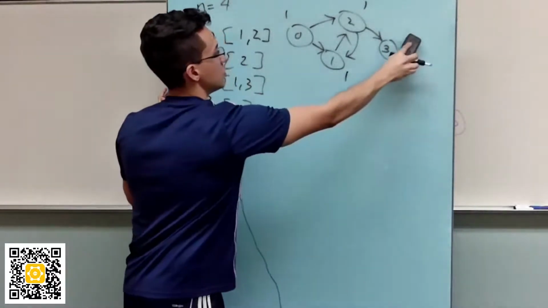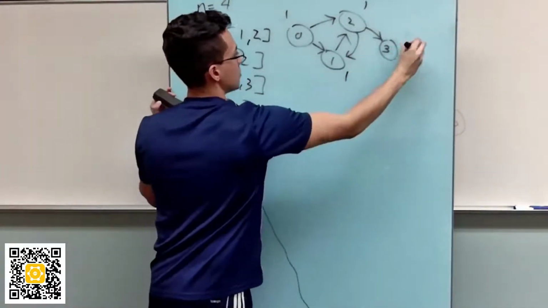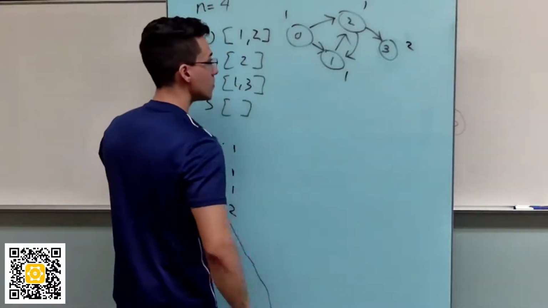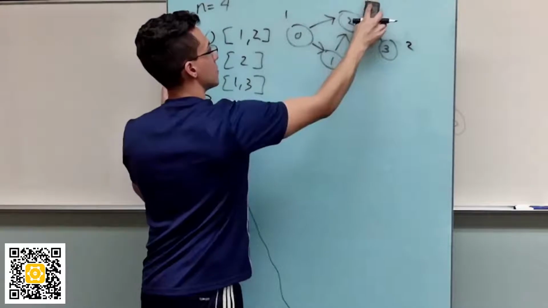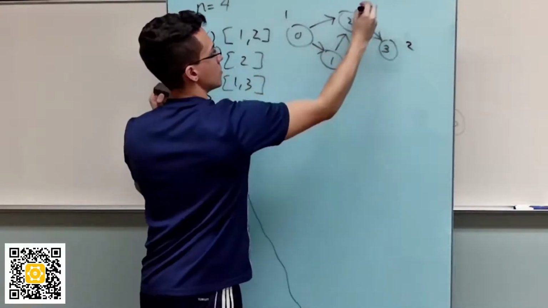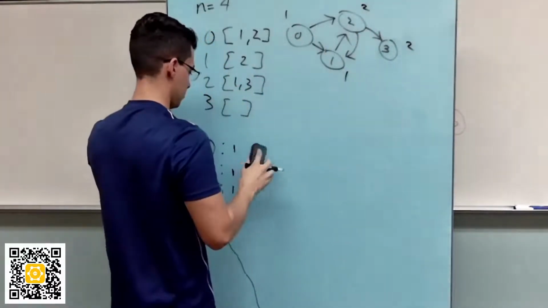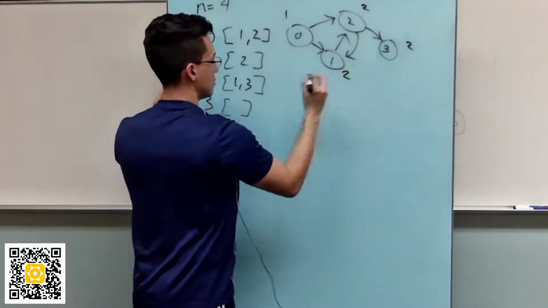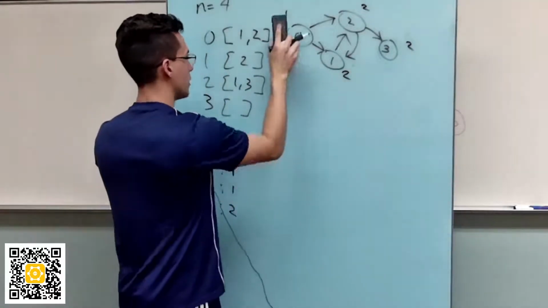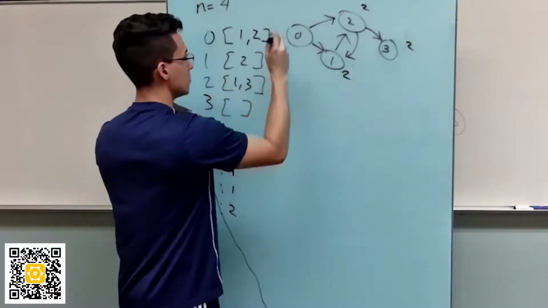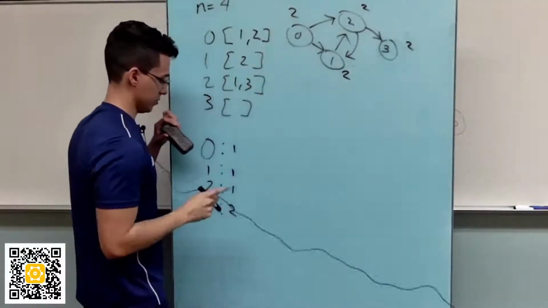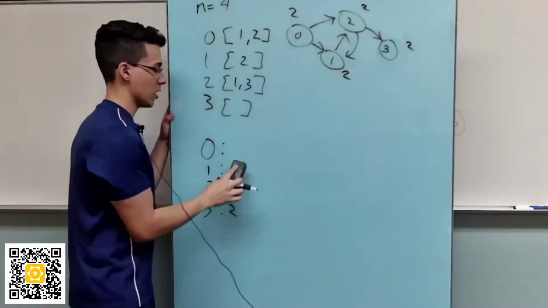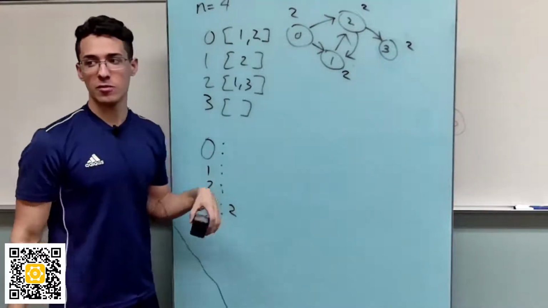Make that a 2. So a 2 here. Go back. Make that a 2. Back here. This a 2. Go back here. Make this a 2. So they're all 2s. Like we're done. Like we're not gonna use that ever again.